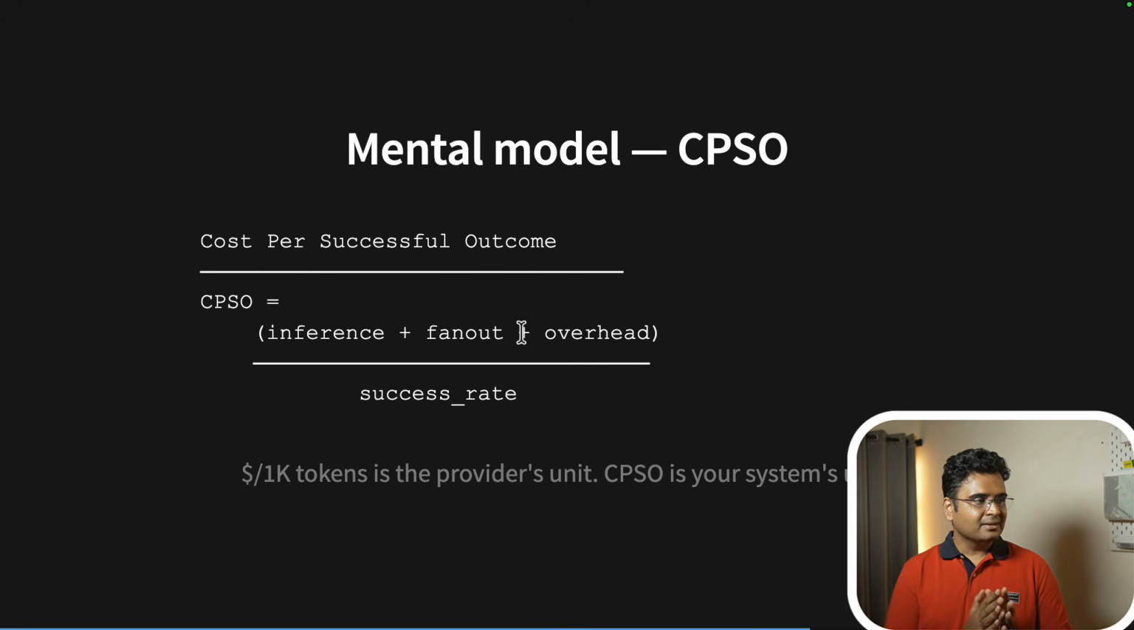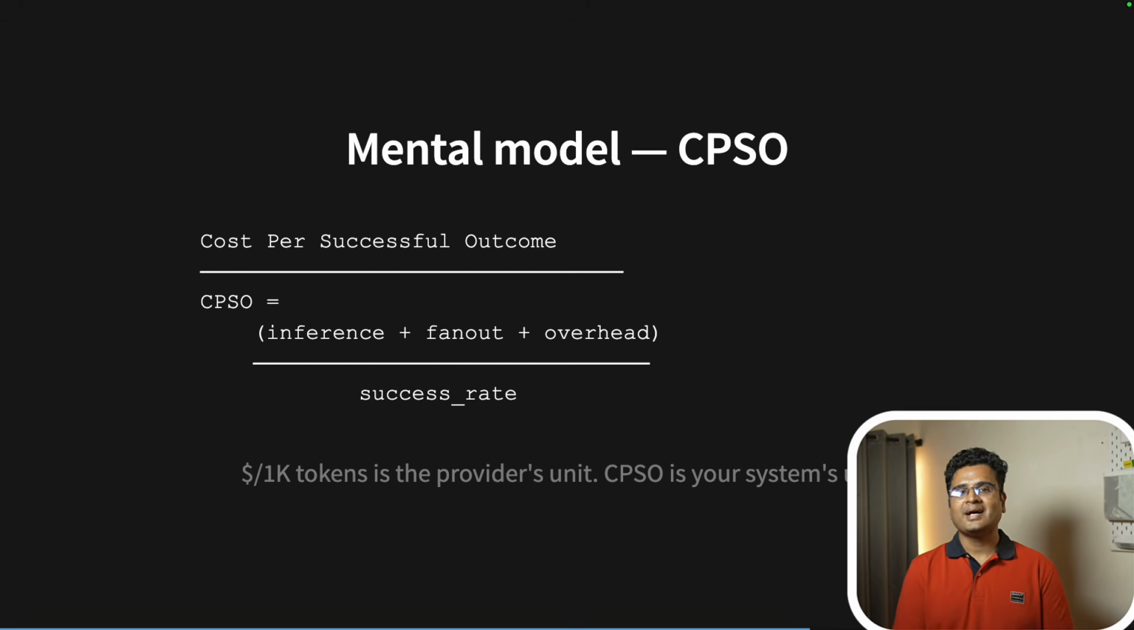So the clear mental model is this. We call it CPSO, that is cost per successful outcome. This is the frame that actually survives. So I want you to stop thinking in dollars per thousand tickets. That is the unit that the providers will bill you. It's not the unit that your system operates in. Your system operates in successful outcome per dollar, or equivalently cost per successful outcome.